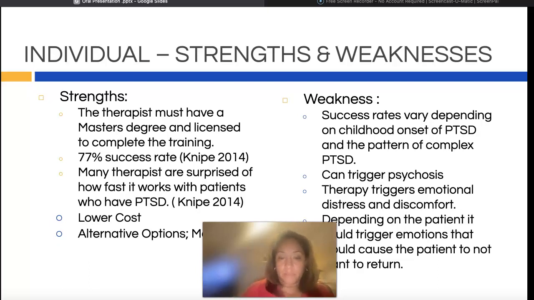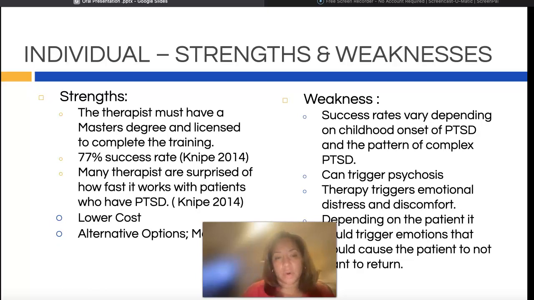Also, from what I've read, many therapists are surprised at how fast it works, and with patients who have PTSD, that they see a pretty fast turnaround. And it really doesn't cost anything to implement initially. The only possible cost that it may be is using tappers, which sometimes therapists have to use to really help to center the physical response for patients.